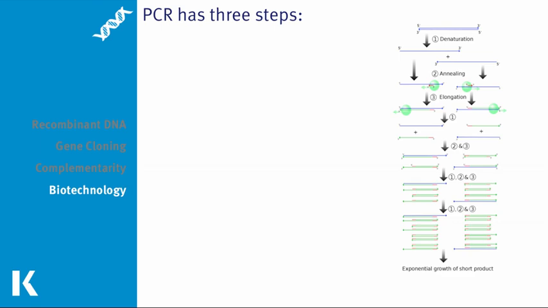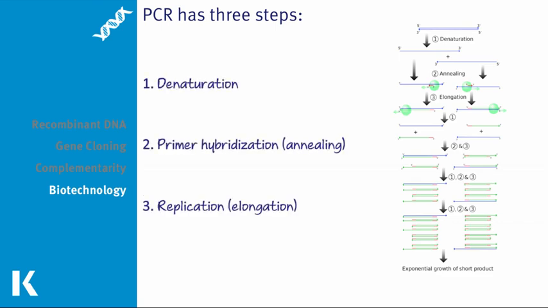It looks intimidating, but don't worry. Shortly, we'll go into detail about each of the steps and break it down clearly. But for now, it's important to know the 3 steps that outline the process: denaturation, hybridization, and replication.